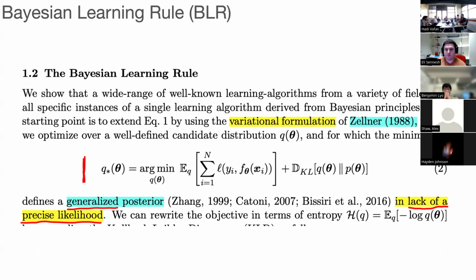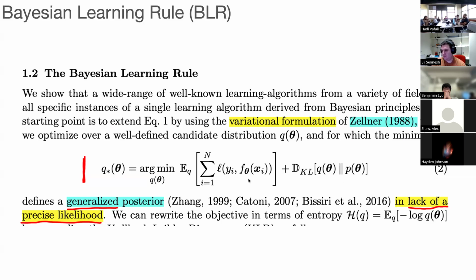So this is a loss function, where y and x are your data, f theta is your neural network, and this is whatever loss you have for your neural network, and there's an expectation over q, and then there's the KL, right? This looks a lot like the ELBO that we just derived in the previous slides.